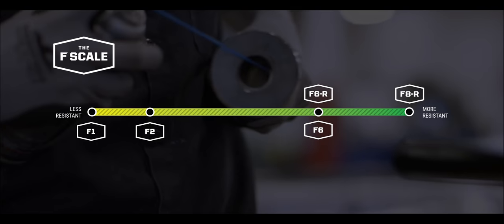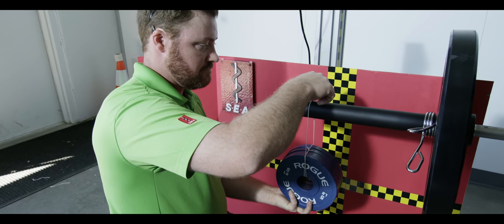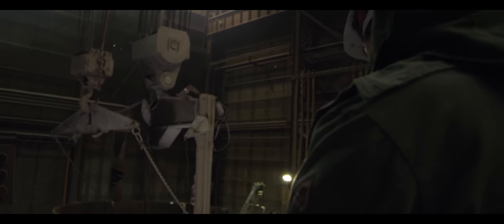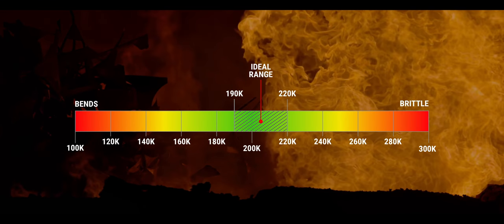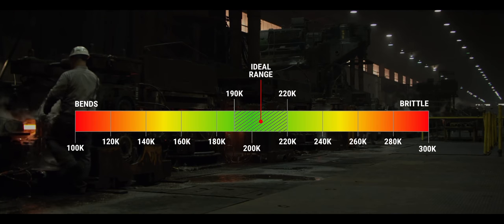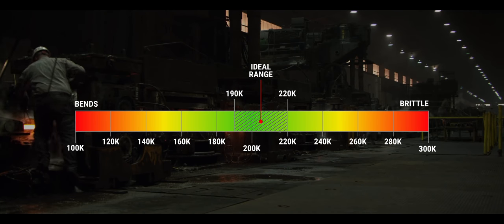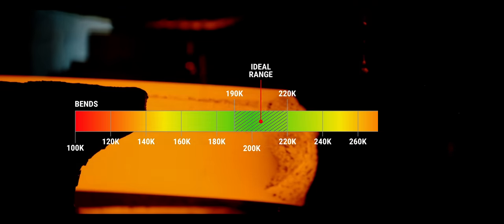Rogue hired a team of scientists to study the use and abuse that barbells go through and came up with a three-step plan to improve our barbells' durability. The first step was to optimize the chemical and mechanical properties of our steel. Steel that has tensile and yield strength that is too low will bend with normal use, but steel that has a tensile and yield strength that is too high can become brittle.